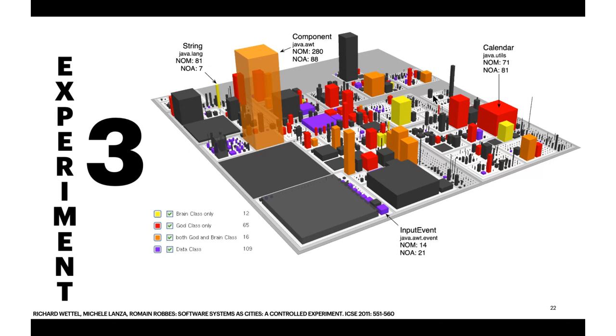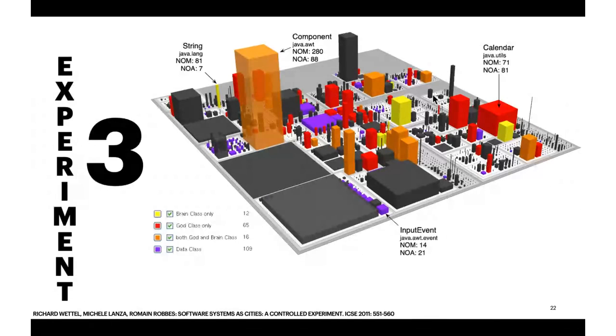This looks, of course, pretty, and we can clearly see some phenomena. For instance, we see that data classes are usually low, meaning that data classes have few methods, but quite a number of attributes. This is not so surprising because this is more or less a definition of a data class. But we still do not know whether this pretty visualization is useful.